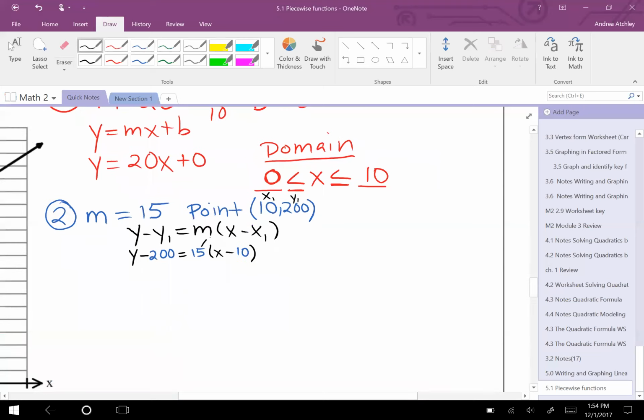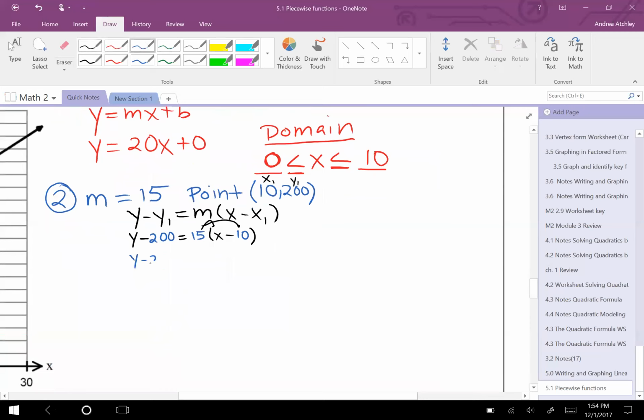Now I'm going to distribute. I'm going to get y minus 200 equals 15x minus 150. I'm going to add the 200 to both sides. And I'm going to get y equals 15x plus 50.